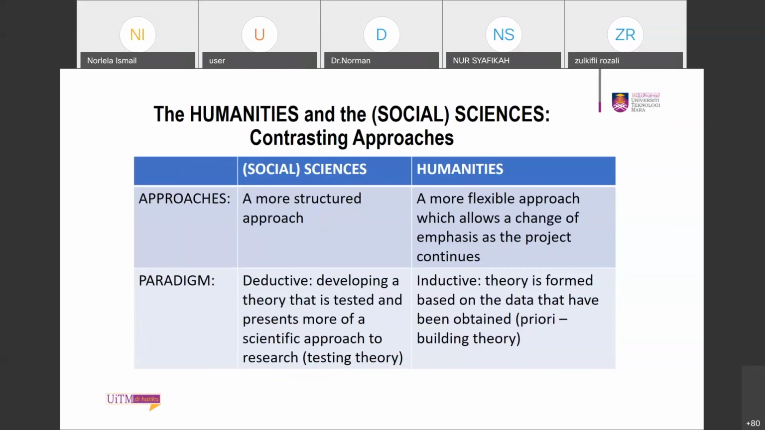And the paradigm here, of course, in the sciences is deductive, because it deals with testing theory, developing a theory that is tested, and presents a more scientific or objective approach to research. The humanities deal with an inductive paradigm, so theory is formed based on the data that have been obtained. That means building theory.